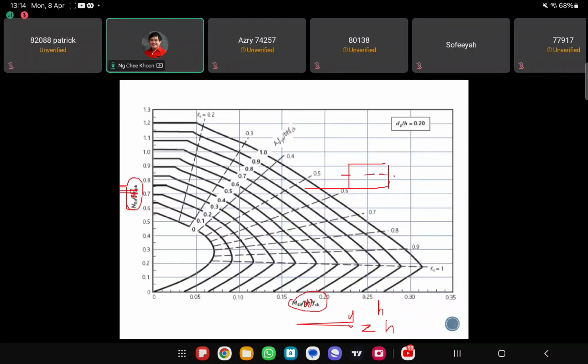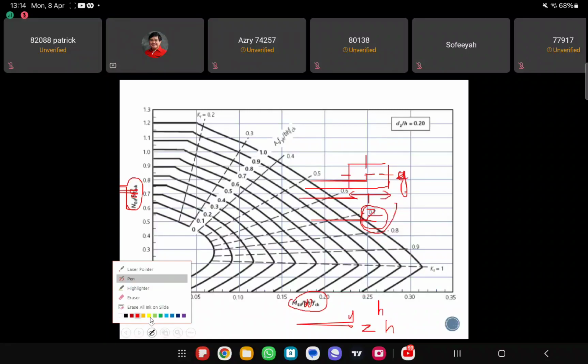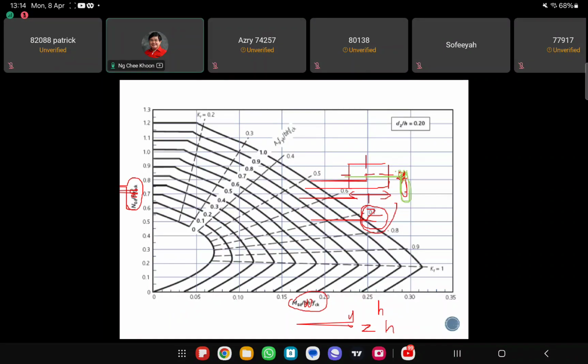Okay, this one should be the y-axis, and this one should be the z-axis, right? If you are considering z-axis bending, then your h is this dimension. If you are considering y-axis bending, then your h is this dimension here, right? So I hope you understand all these, right?